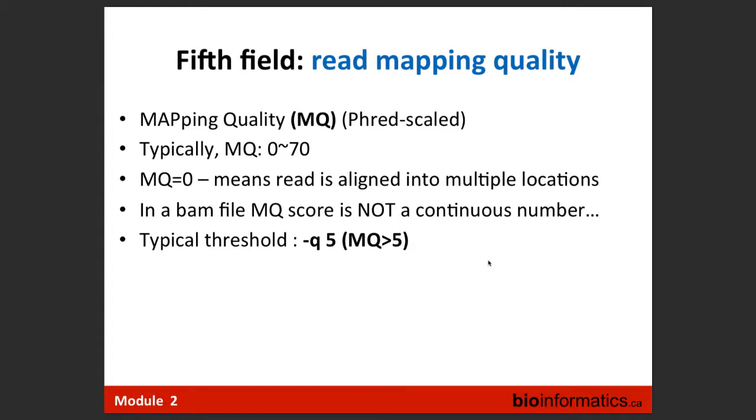Mapping quality is field number 5, and usually we just say -q 5 when we use some tools to filter, so we ignore everything with quality less than 5. By doing this, we discard reads which are multi-mapped or nearly multi-mapped. Lower quality, it's the same concept, it's a Phred score there. Lower quality means that the read is not unambiguously aligned.